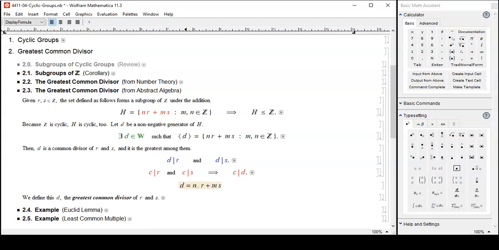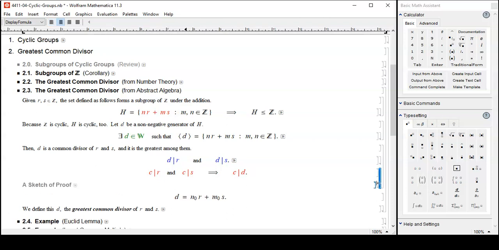So specific integer N0 and M0, you can write like this. So D is some NR plus MS form. In particular, we have to specify, so D is going to be N0R plus M0S. And then C divides R, so this R is something times C. C divides S, so S is something times C. You can factor the C out, and C will divide the D.